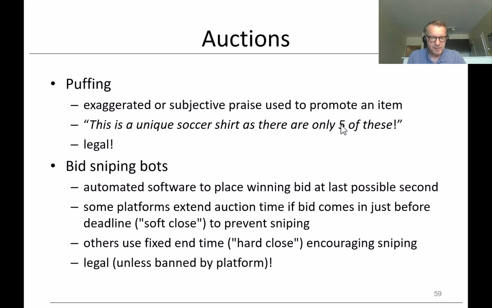Then we have sniping bots. It's like a sniper. It's an automated piece of software, like a sniping agent, to place the winning bid at the last possible second, right before the auction closes. You don't want to bid too early, because if you bid too early, the only thing you're doing is increasing the price. So with a sniping bot, you put one bid at the last possible second to make sure that you don't unnecessarily increase the price.